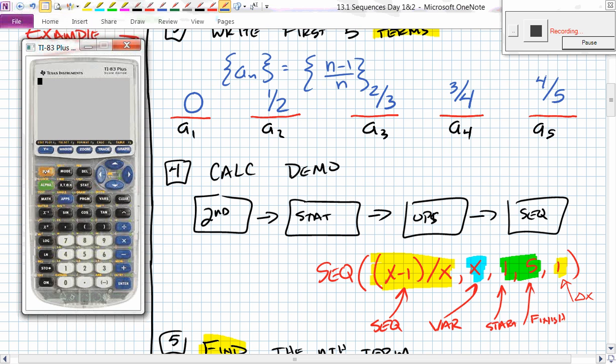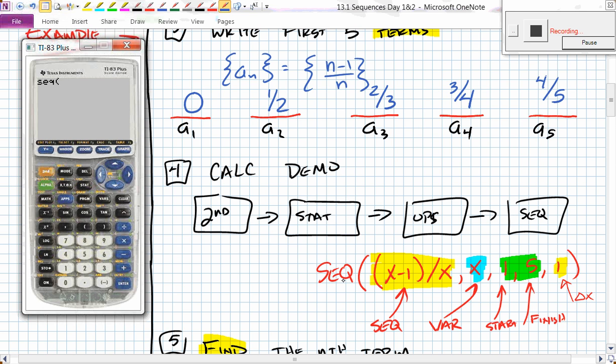Okay, please hit second. Then hit stat. Then go over to ops, OPS. So move the calculator over to ops. Now we're going to go down to seq, SEQ, which is number 5. You can either go down to seq or you can push 5, and it brings you back to the main screen.